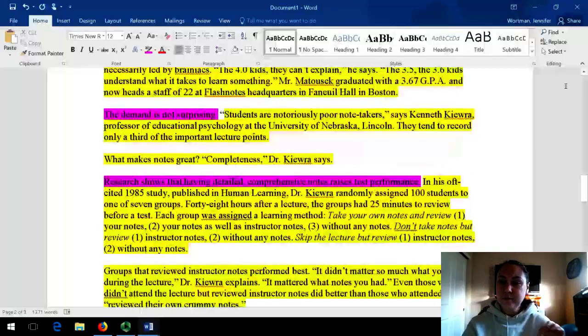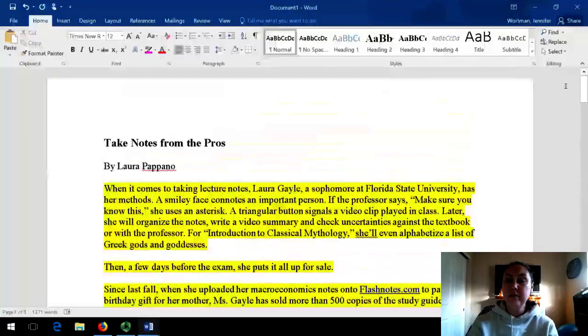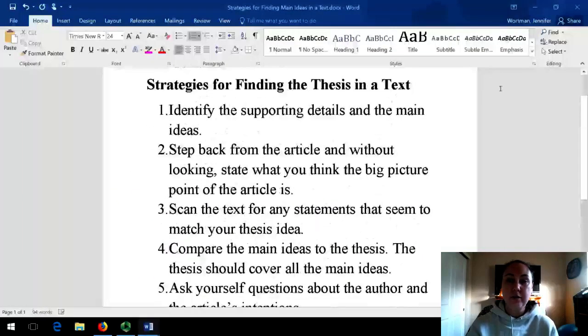And so finding the thesis, again, not all thesis statements are implied, some are, but just be prepared that sometimes you do have to say it yourself. Again, these are strategies that will be helpful. There are also some strategies, of course, for finding the thesis, main ideas and supporting details listed on the handout that I gave out last week.